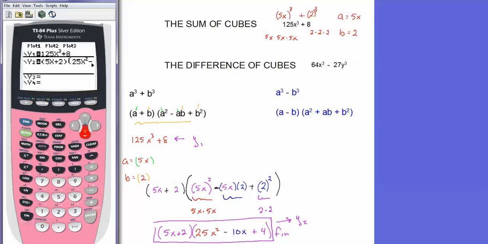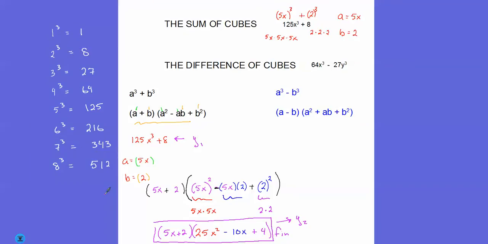I'm just going to show 5x plus 2, and 25x squared minus 10x plus 4. Just checking all of this. If I press second and graph, I will see that my y1 list is huge, but it matches identically my y2 list, indicating that I've correctly factored this sum of cubes.